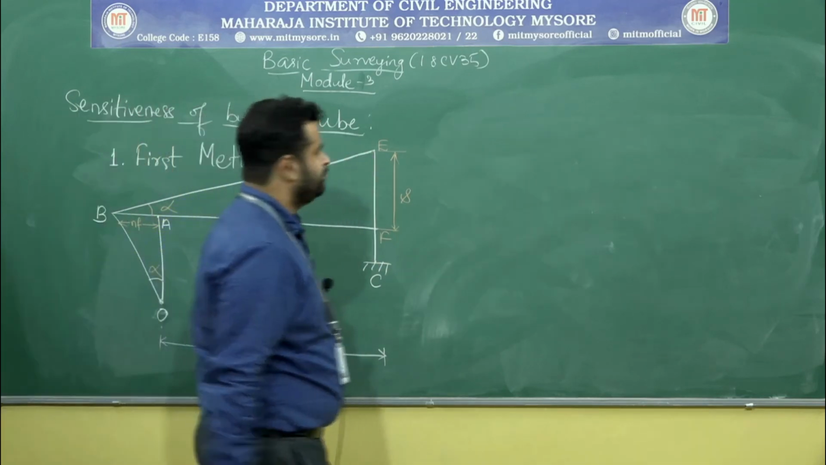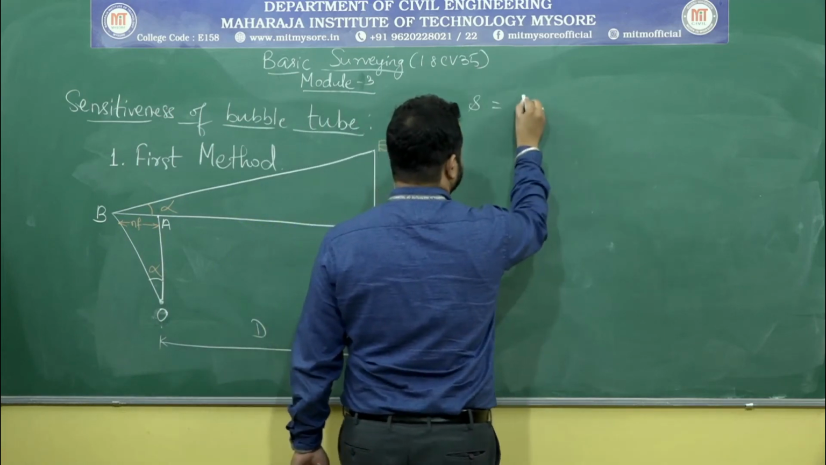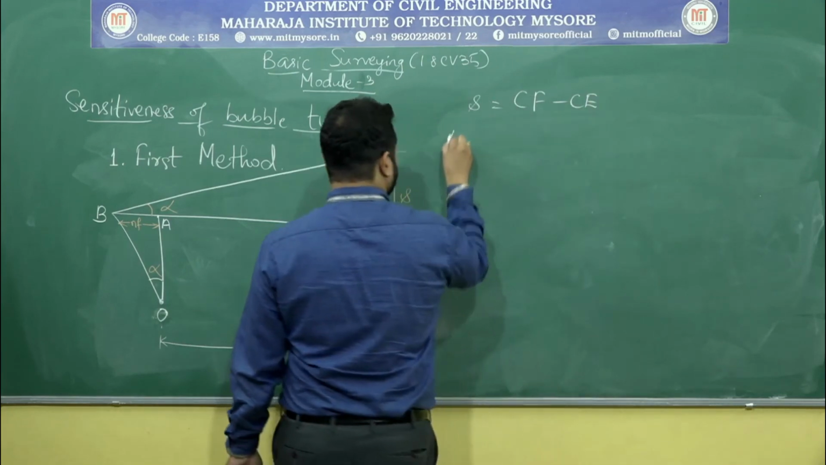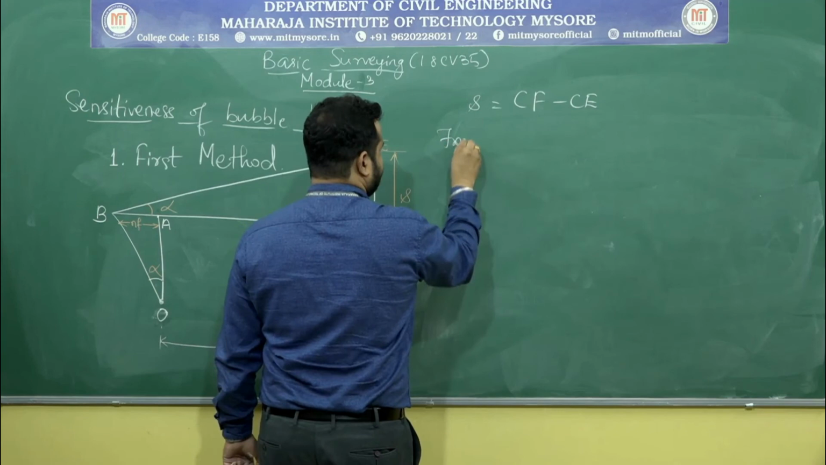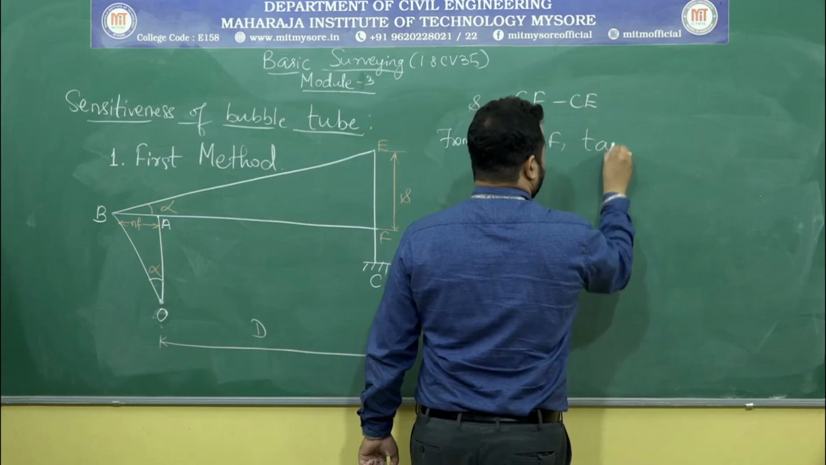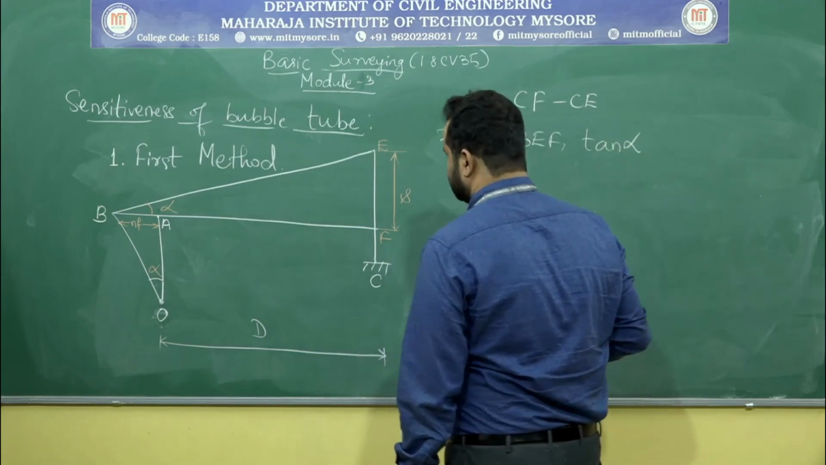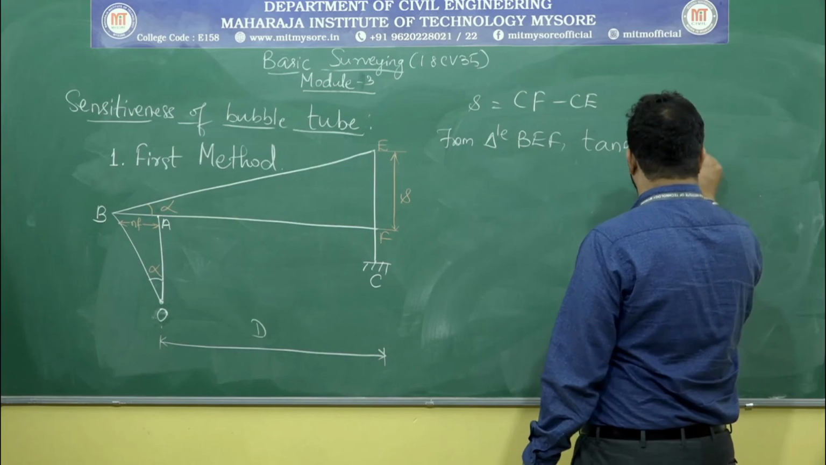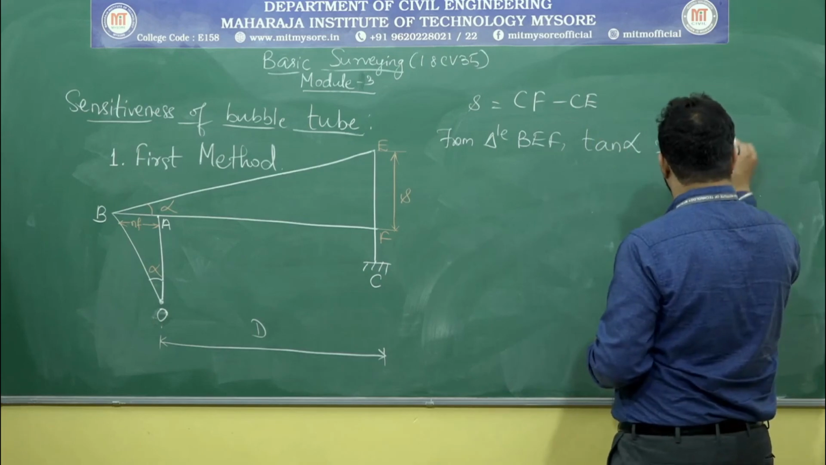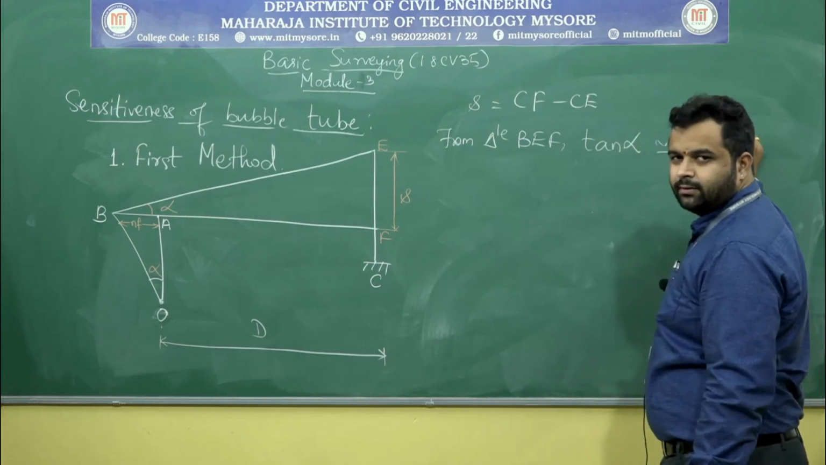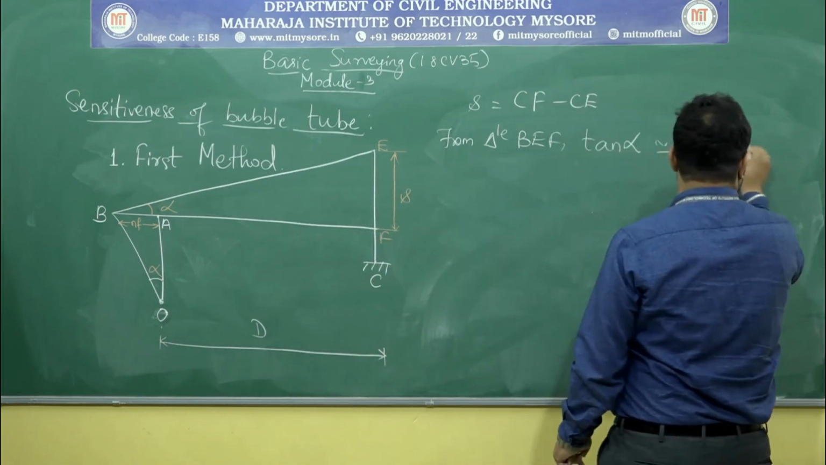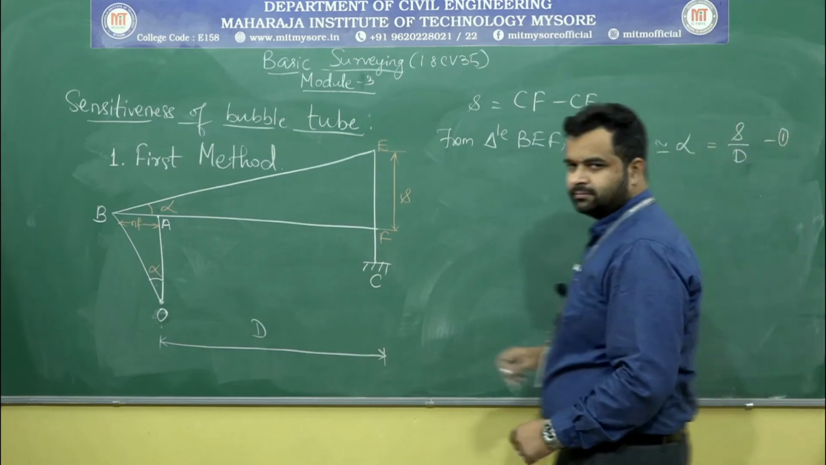Next, now from figure we can say S is equal to CF minus CE, and from triangle BEF, tan alpha I can write approximately equal to alpha because the angle alpha is very small, so you can neglect tan. What is tan? Trigonometry function tan, opposite by adjacent. So opposite of alpha is S, adjacent is D. That is equal to S by D. Let this be equation number 1.